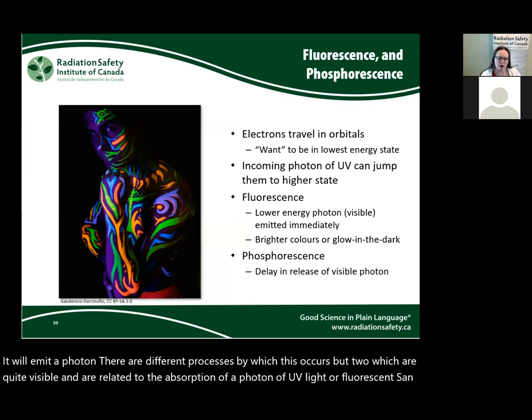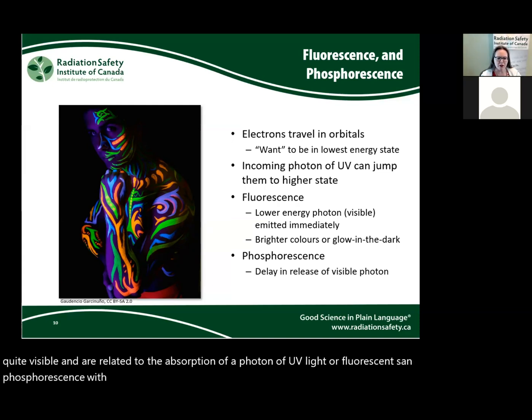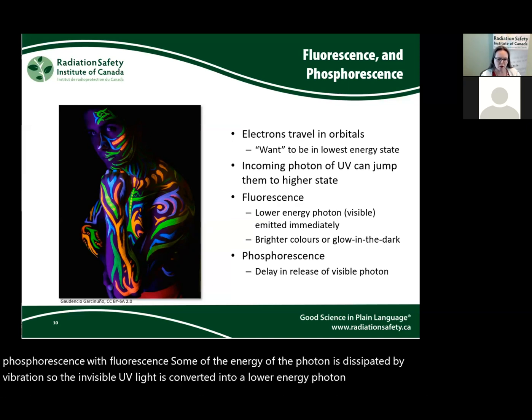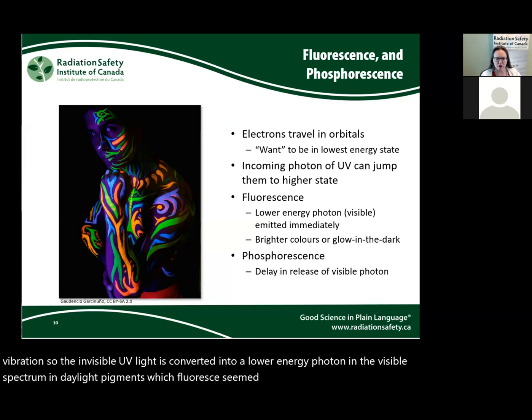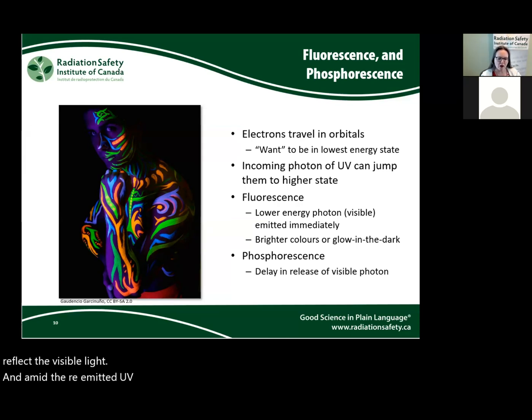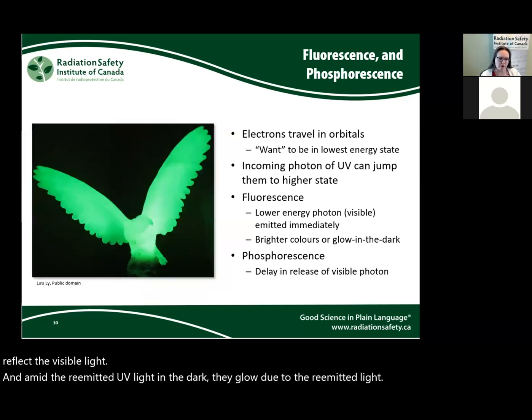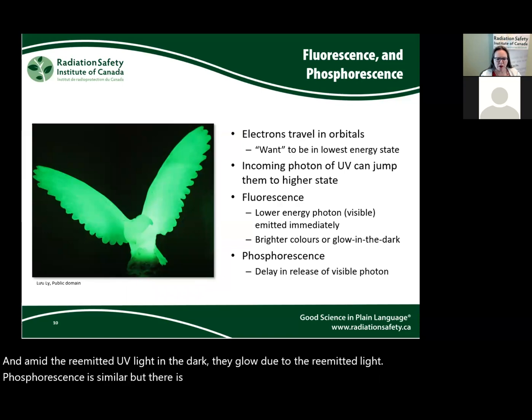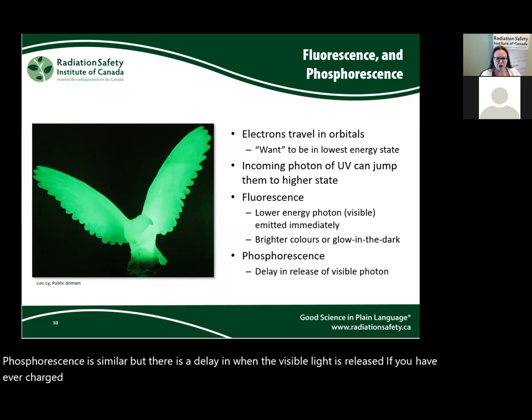With fluorescence, some of the energy of the photon is dissipated by vibration, so the invisible UV light is converted into a lower energy photon in the visible spectrum. In daylight, pigments which fluoresce seem brighter than others because they reflect the visible light and emit the re-emitted UV light. In the dark, they glow due to the re-emitted light. Phosphorescence is similar, but there is a delay in when the visible light is released. If you have ever charged up a glow-in-the-dark object, the phenomenon with which you are working is phosphorescence.